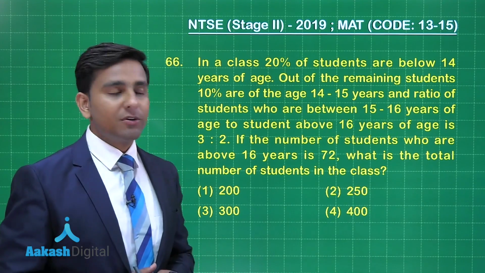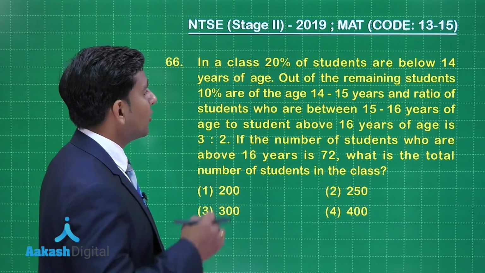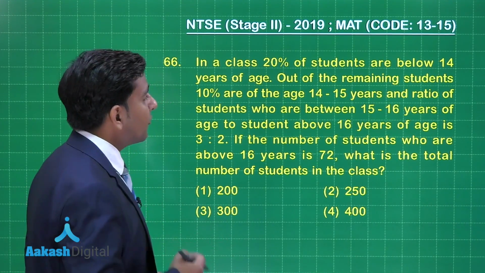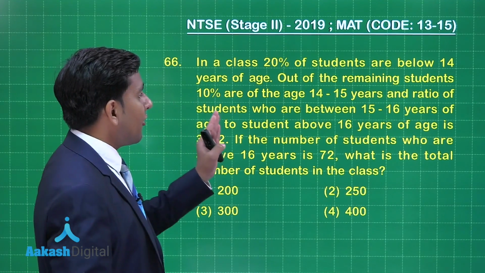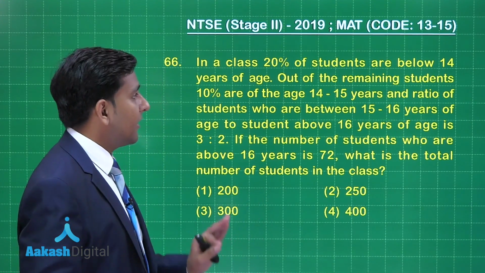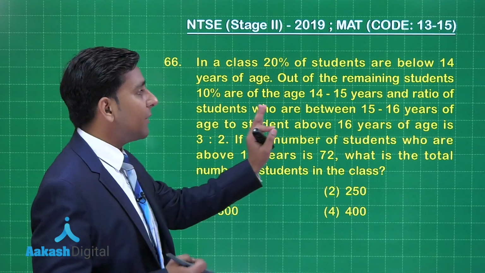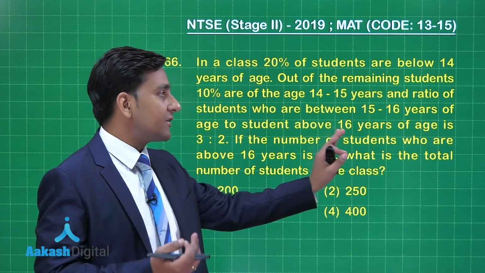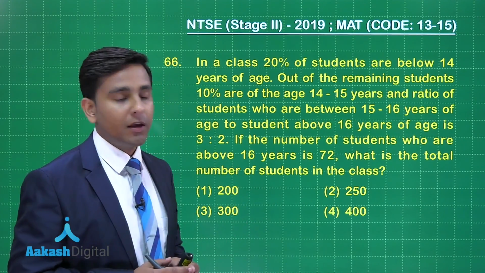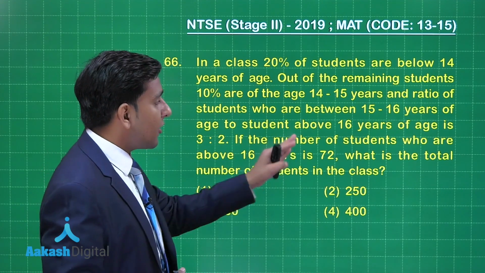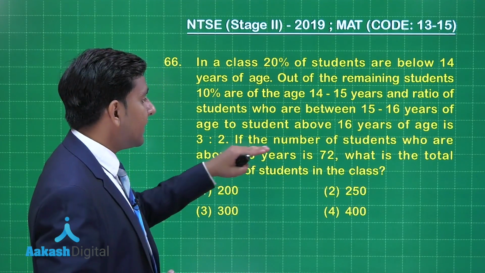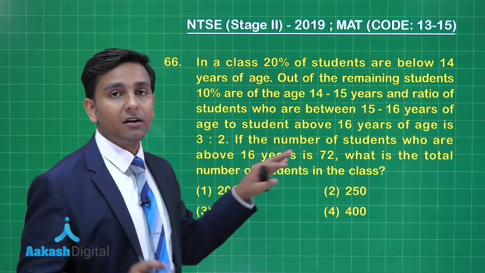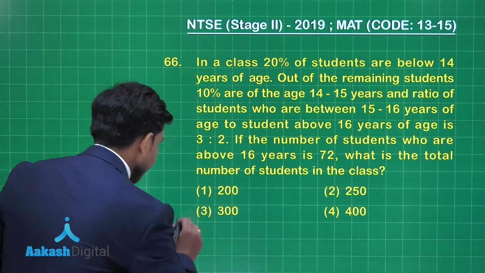Now let's proceed to question number 66. This question states, in a class 20% of students are below 14 years of age. Out of the remaining students, 10% are of age 14 to 15 years. And the ratio of students who are between 15 to 16 years of age to students above 16 years of age is 3:2. Further, this question says, if the number of students who are above 16 years is 72, what is the total number of students in the class? Let's solve this question.